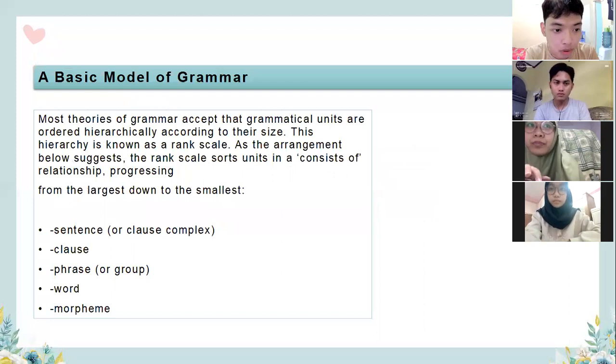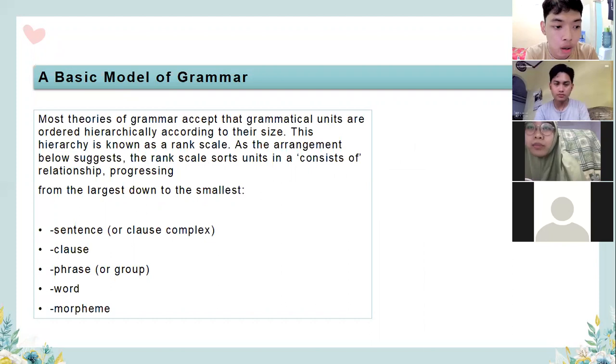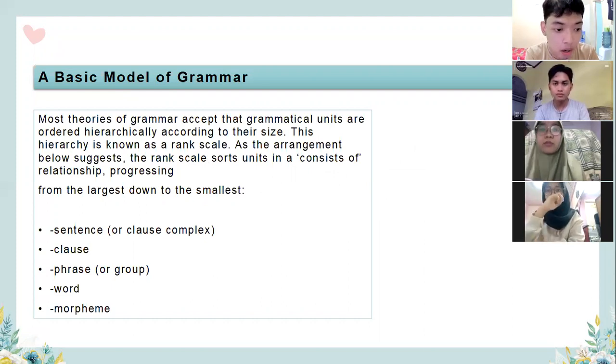Next is the basic model of grammar. Most theories of grammar accept that grammatical units are ordered hierarchically according to their size. This hierarchy is known as a rank scale. As the arrangement below suggests, the rank scale sorts units in a context of relationship, progressing from the largest down to the smallest. So from the largest down is sentence or clause complex, and then clause, then phrase, and then word, and the last is morpheme.